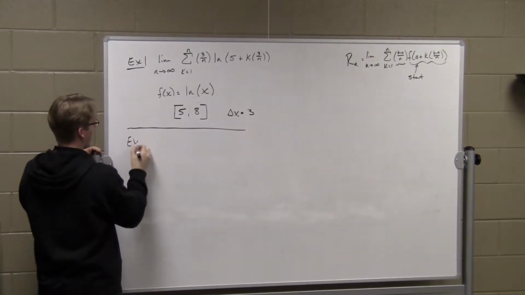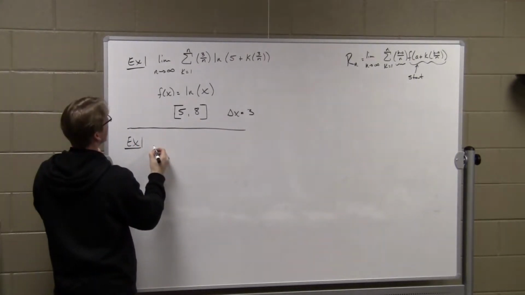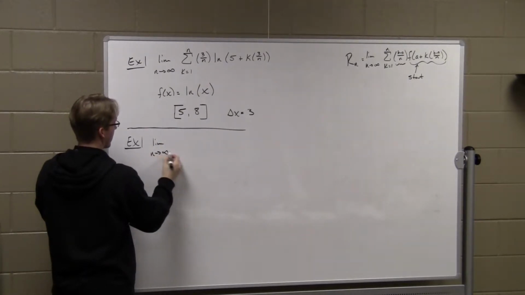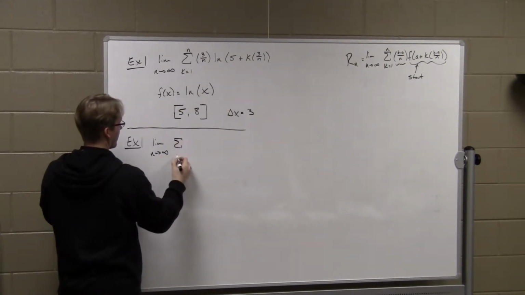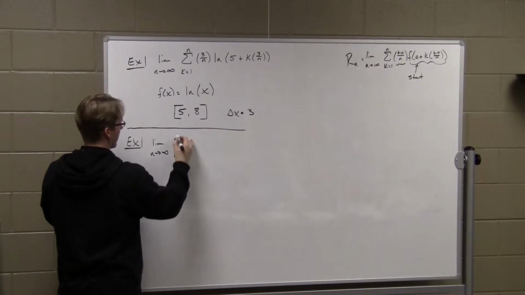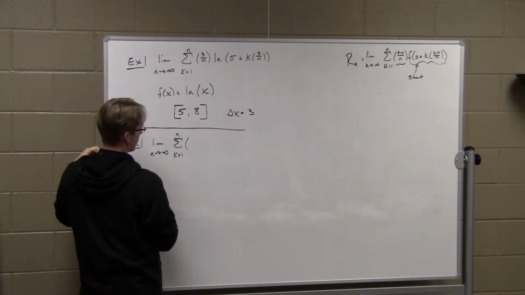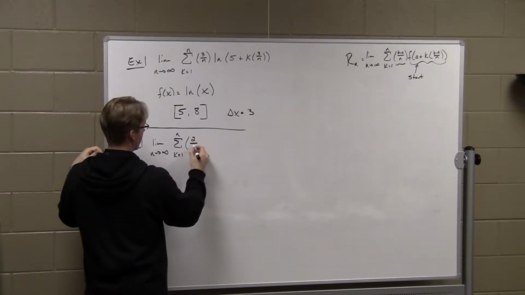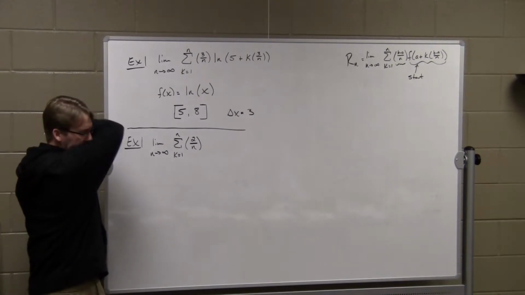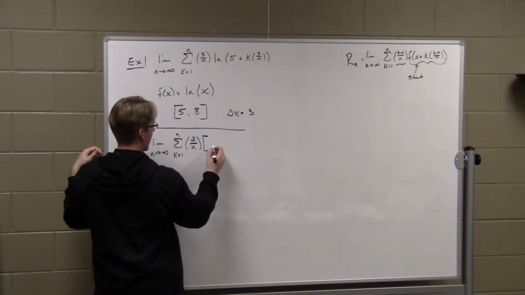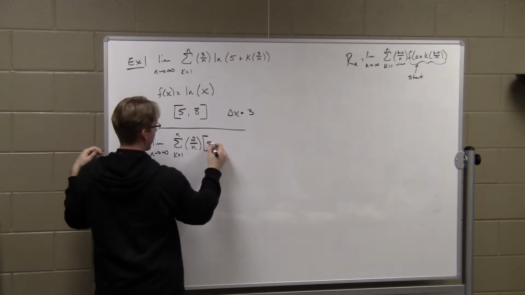All right? How about we try the limit as n approaches infinity of the sum as k goes from 1 to n of 2 over x, or 2 over n, excuse me. The brackets. Yeah. Oopsie.